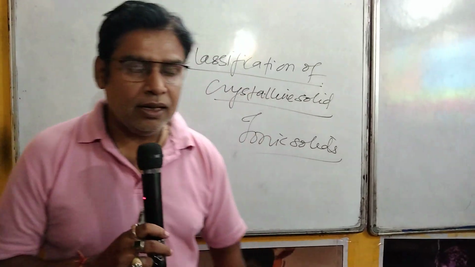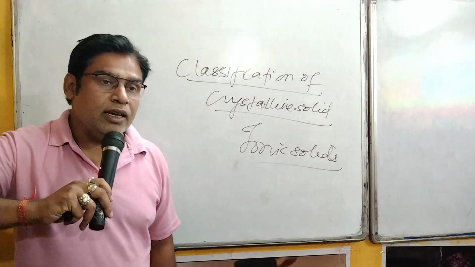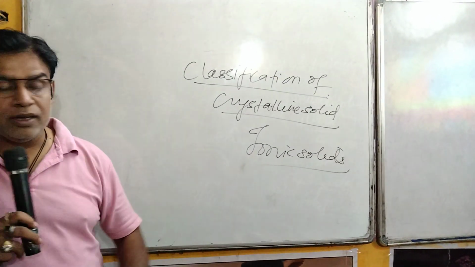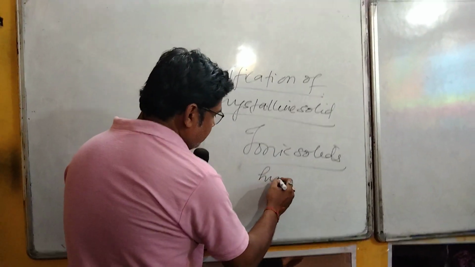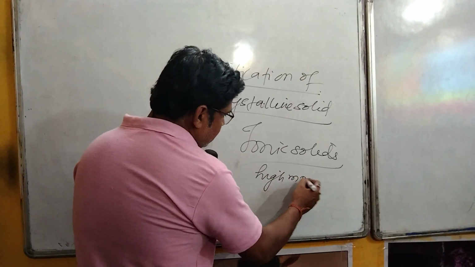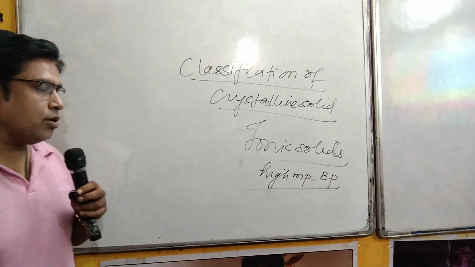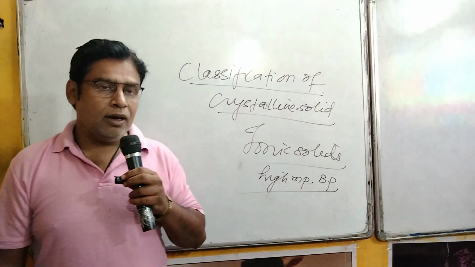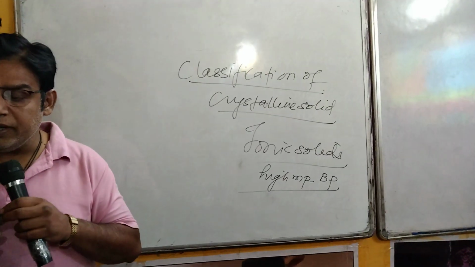The first characteristic of ionic solids is, क्योंकि इनके बीच में they have very strong electrostatic forces of attraction, इसीलिए they have high melting and boiling point. What do they have? They have high melting and boiling point. Because these ionic solids have very strong electrostatic forces of attraction, that is why they have high melting and boiling point.